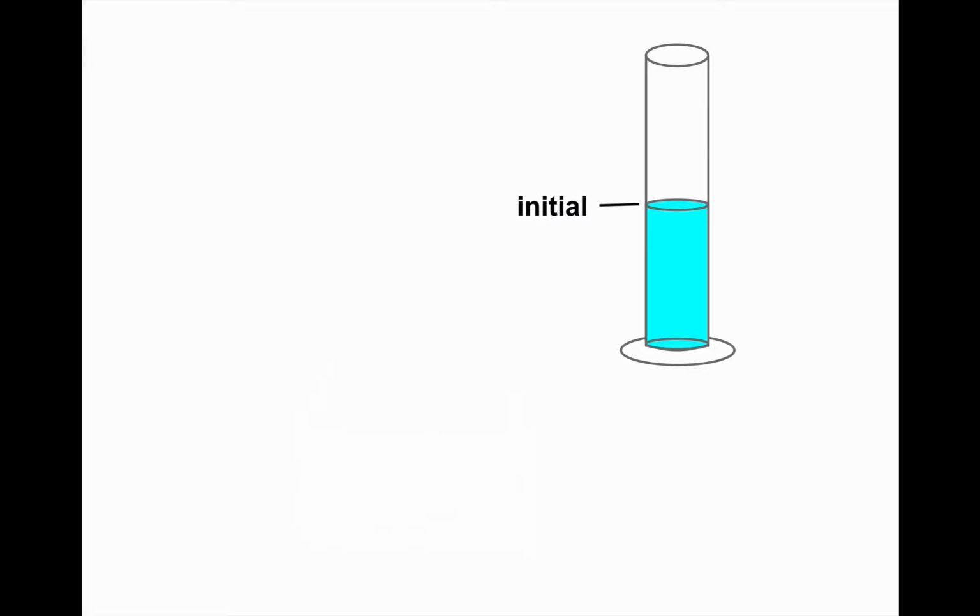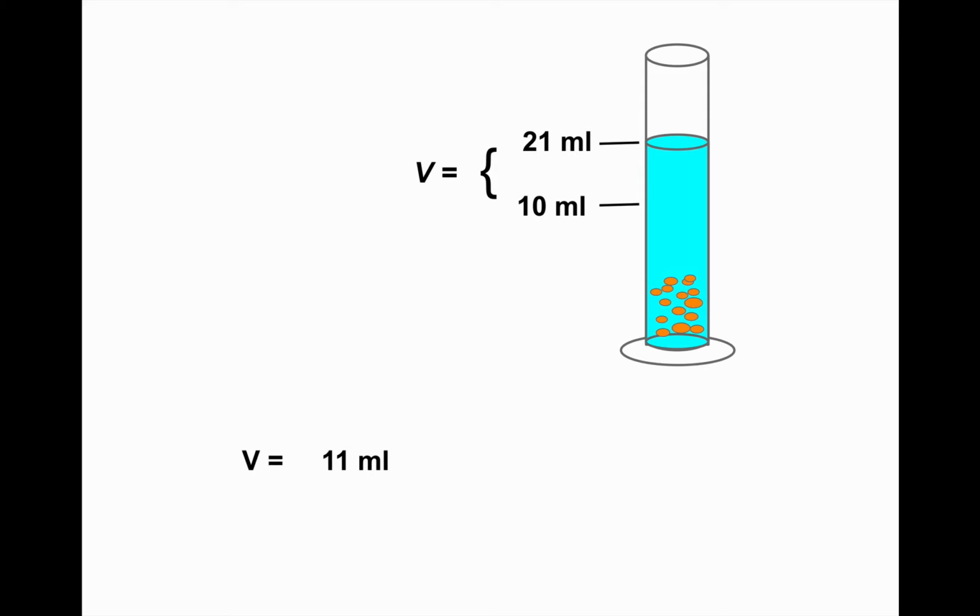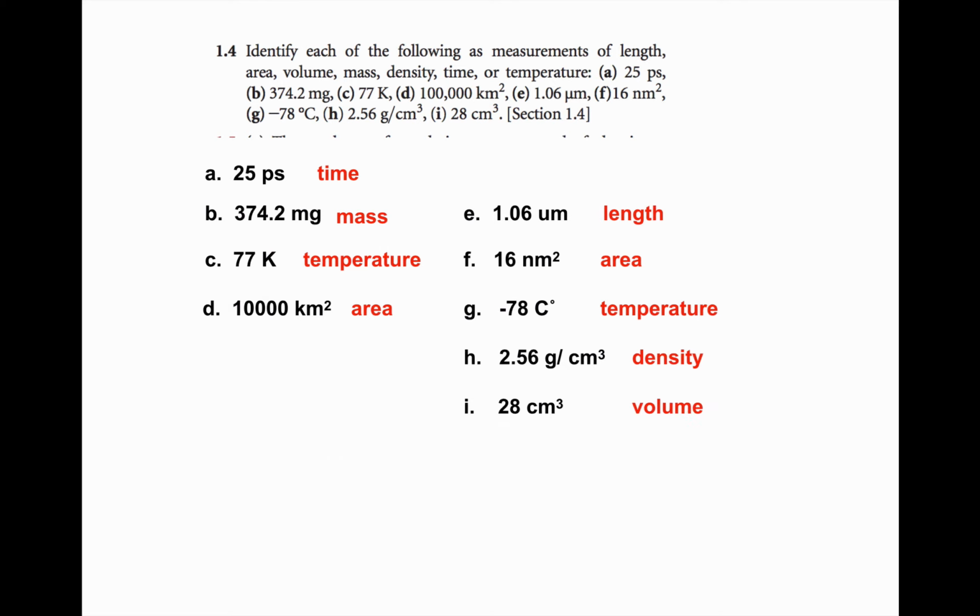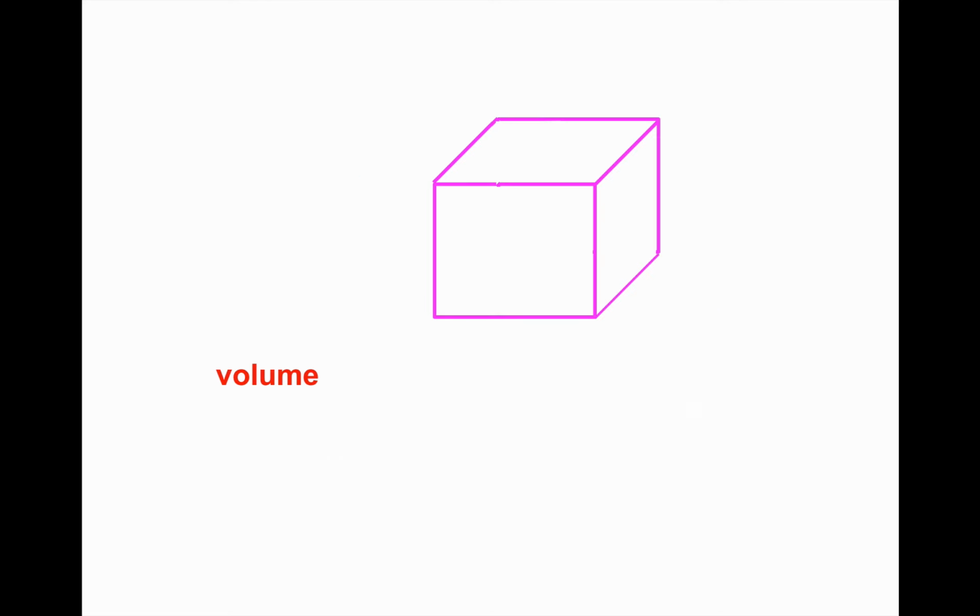We take those kernels and we put them in a graduated cylinder with an initial volume. The difference between where the volume started and where the volume ended is the volume of those kernels. This is called the displacement method for measuring volume. Difference between 10 and 21 is 11 milliliters. So the volume of my 16 kernels is 11 milliliters. When I take milliliters and divide it into grams, I get grams per milliliter, or grams per cubic centimeter. Cubic centimeter and milliliter are synonymous. They mean the same thing.